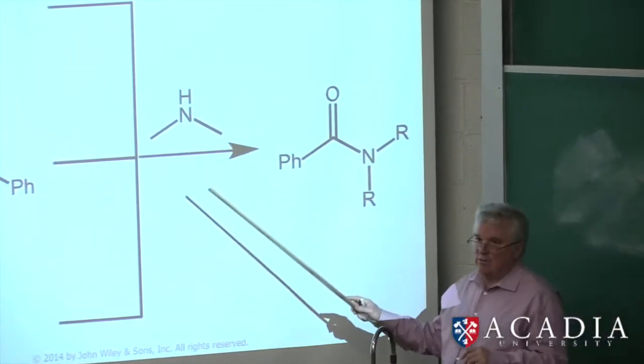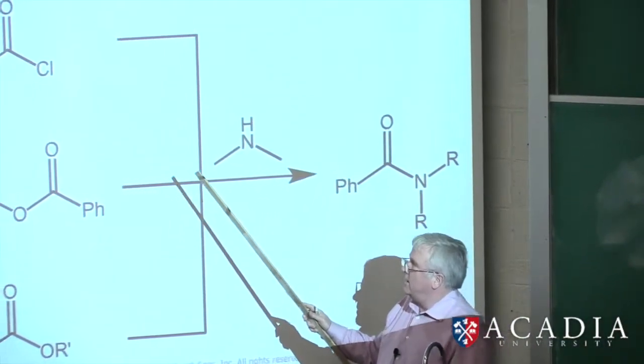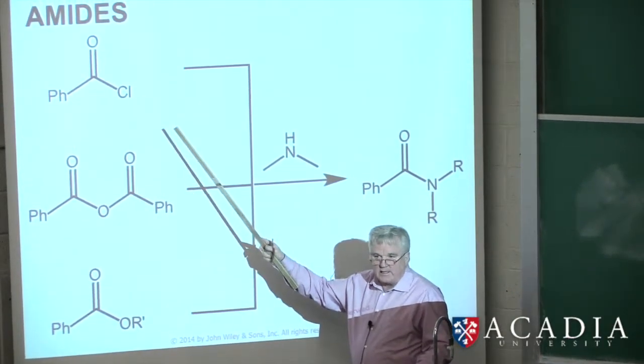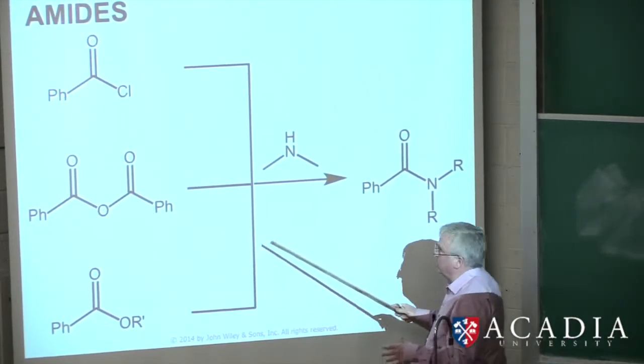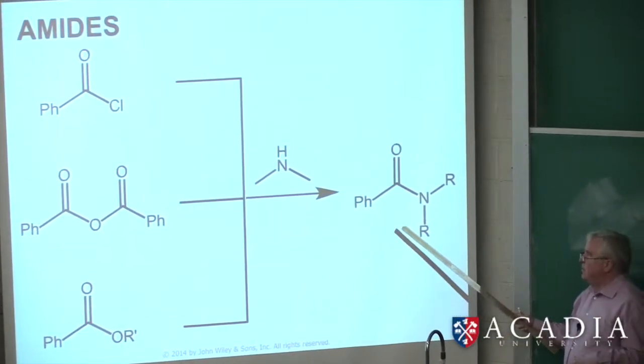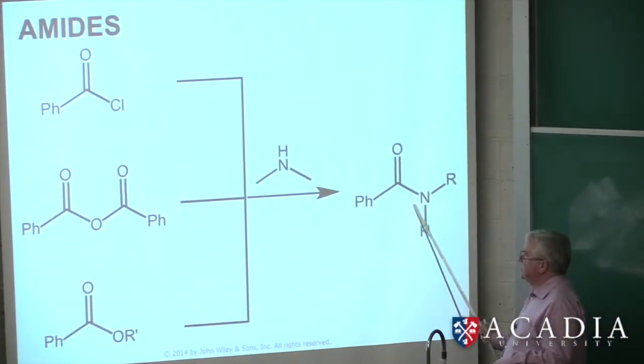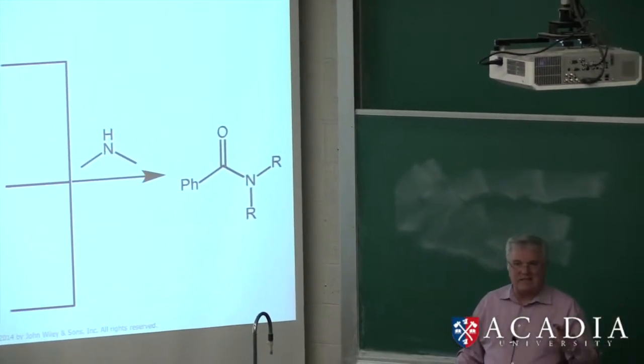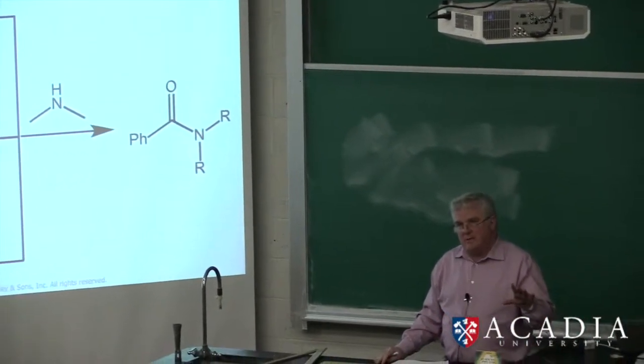So this is the last thing we covered, the reaction of more reactive carboxylic acid ester derivatives to form lesser reactive ones. And the last one we looked at was the formation of amides. We're going to see a couple of different ways to form amides today. Don't worry about them for the upcoming midterm.